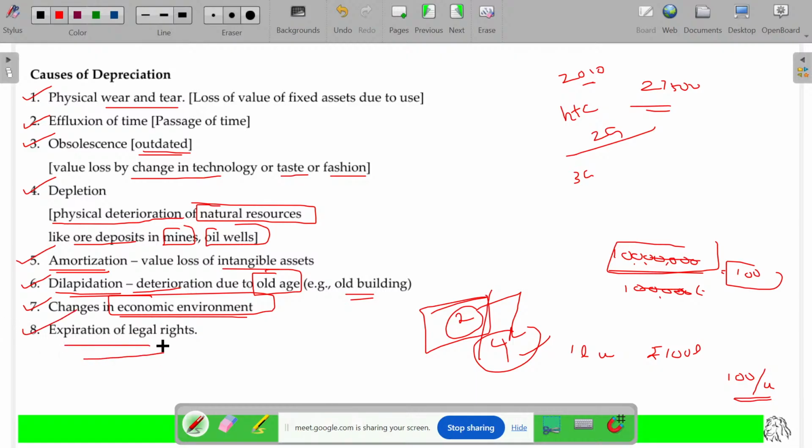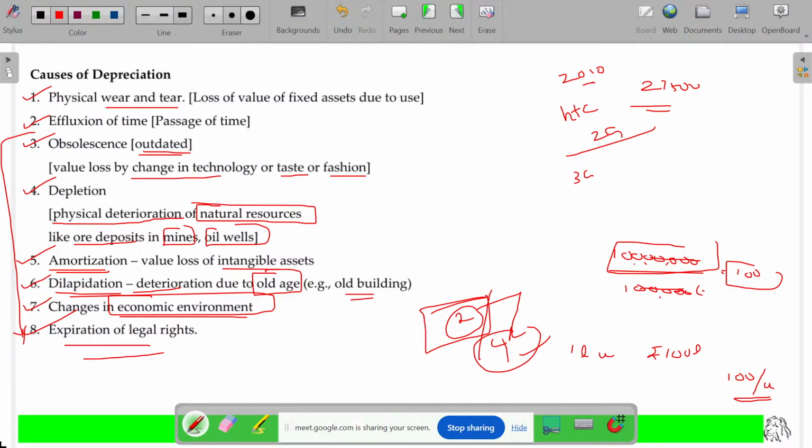The last one is expiration of legal rights. Expiration of legal rights is similar to the second one. I may get some legal right for extraction or usage of the assets. I paid 1 lakh and got the right to use for 3 years. Whether you use it or not, in 3 years that entire 1 lakh will be lost. So due to the expiration of legal rights you are losing the value of the asset, which is one more reason for depreciation. So you have to understand the causes of depreciation.